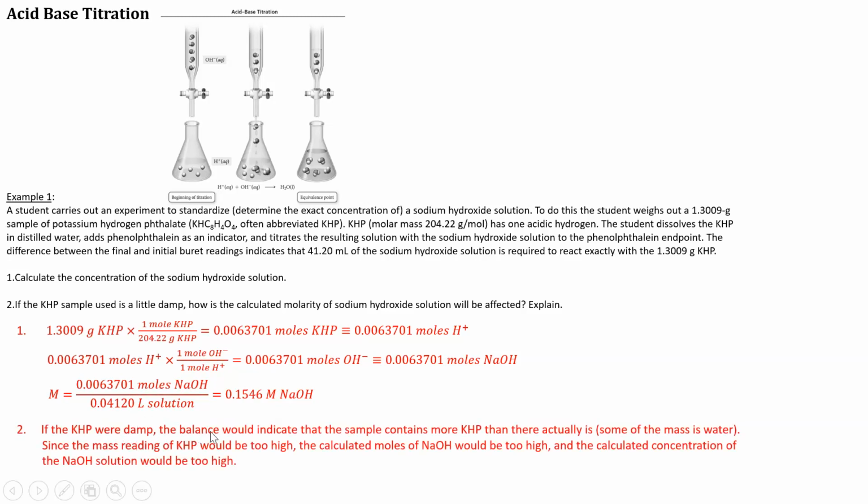If the KHP were damp, the balance would indicate that the sample contains more KHP than it actually does, because some of the mass is water. Since the mass reading of KHP would be too high, the calculated moles of NaOH would be too high, and therefore, the calculated concentration of the NaOH solution would also be too high.